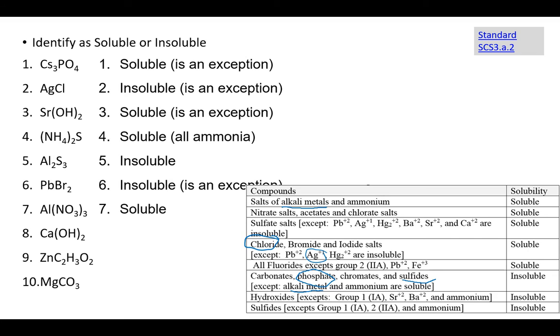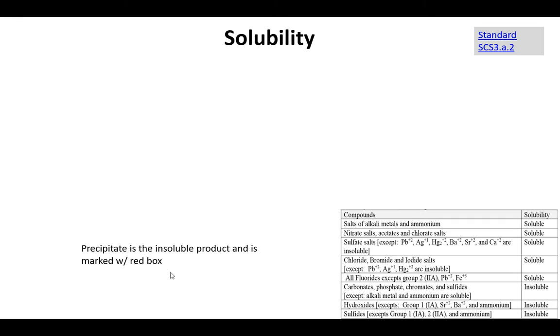Calcium hydroxide. Calcium hydroxide is not one of the exceptions. Therefore, it is insoluble. Zinc acetate. C2H3O2 is acetate. That's that second rule, and all of them are soluble. Therefore, it would be soluble. And magnesium carbonate. So look at my carbonate rule, and magnesium is not a group 1 metal. Therefore, it is insoluble.